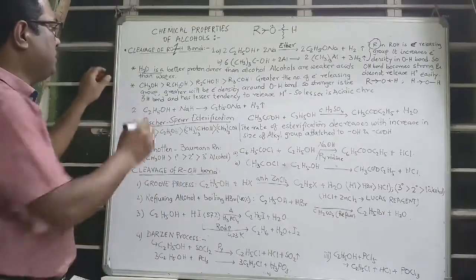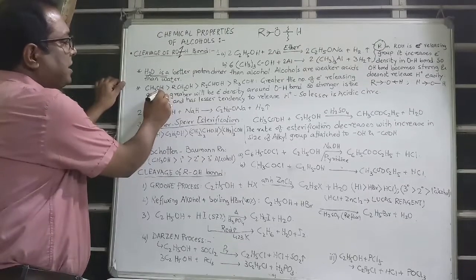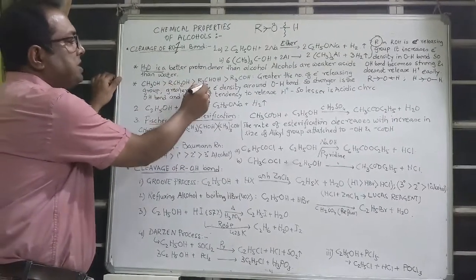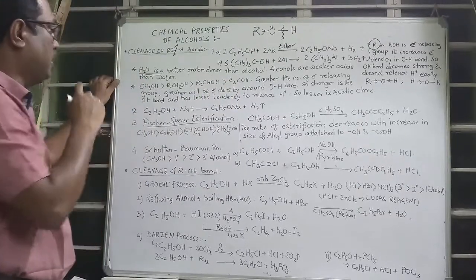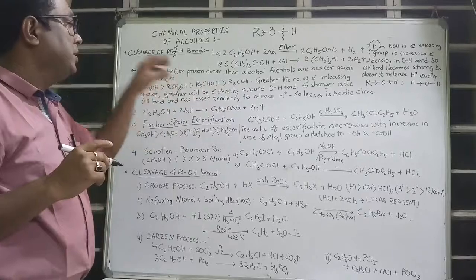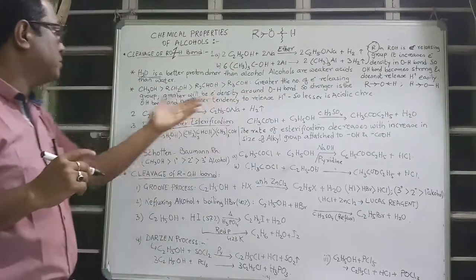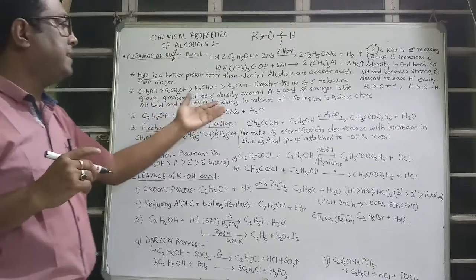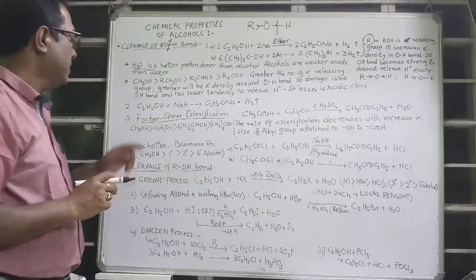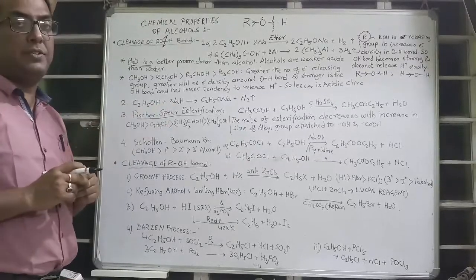So you can see here, this is very important: CH3OH is quite more acidic than any 1 degree, 2 degree or 3 degree alcohol. As you can see, the more the number of alkyl groups, the more the electron density around the OH bond increases. So stronger is the OH bond and lesser the tendency to release the proton, and so less will be the acidic character. In point number 2, we have the alcohol with sodium hydride.